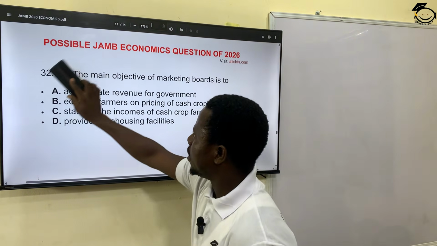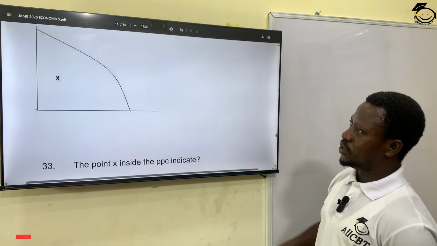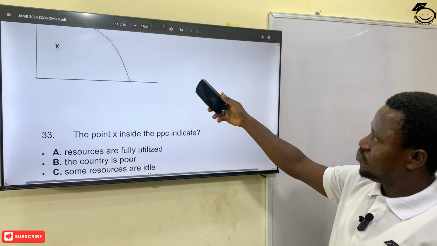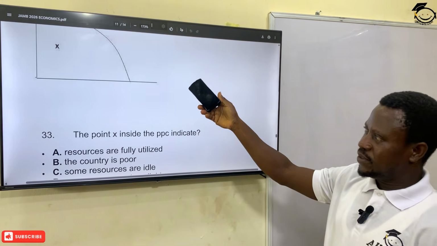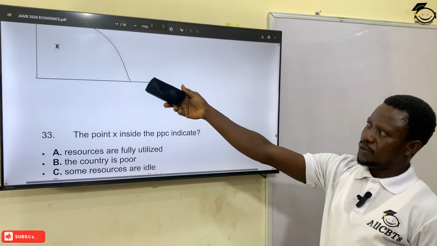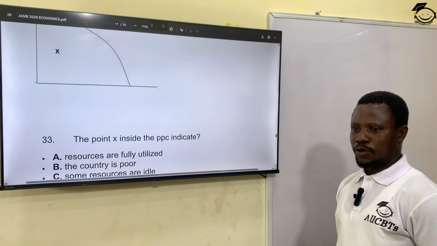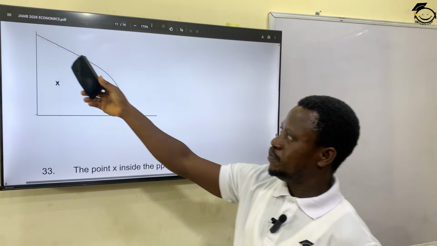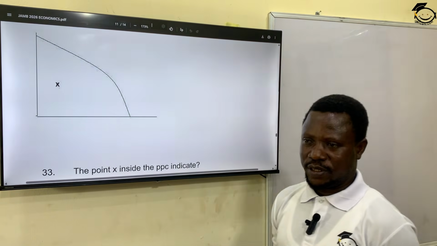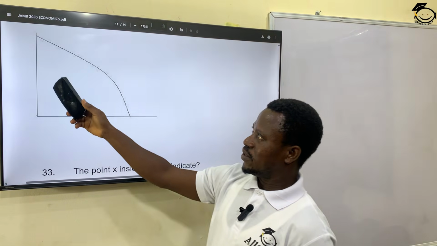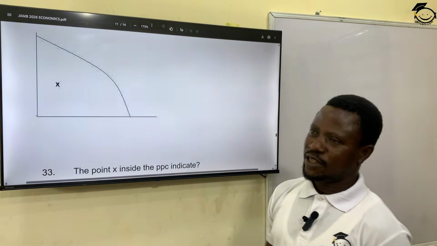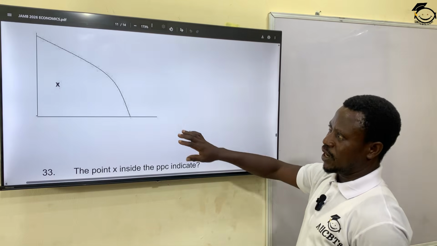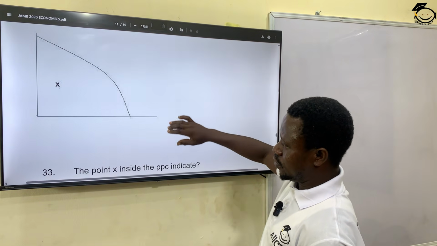All right? Let's see if there's still time for us to go to the next one. Now, this one, I did something like this earlier, maybe in number 1 or 2 or 3 questions in this session. I drew something like this, which is the PPC, production possibility curve. And I said any point that's inside the PPC is underemployed. Any factor that is inside the PPC is not fully engaged. There's inefficiency of that particular factor. Let's see what the question is telling us.